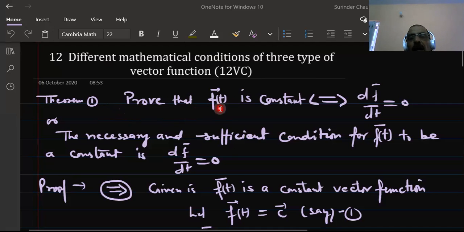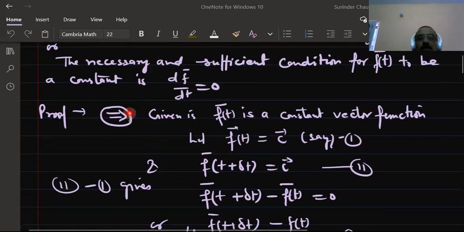Prove that the vector function f(t) is a constant vector function if and only if the derivative of this vector function is equal to 0. The first result is based on the constant vector function. Another statement of this theorem is: the necessary and sufficient condition for the vector function f(t) to be a constant is that the derivative of f with respect to t is equal to 0.